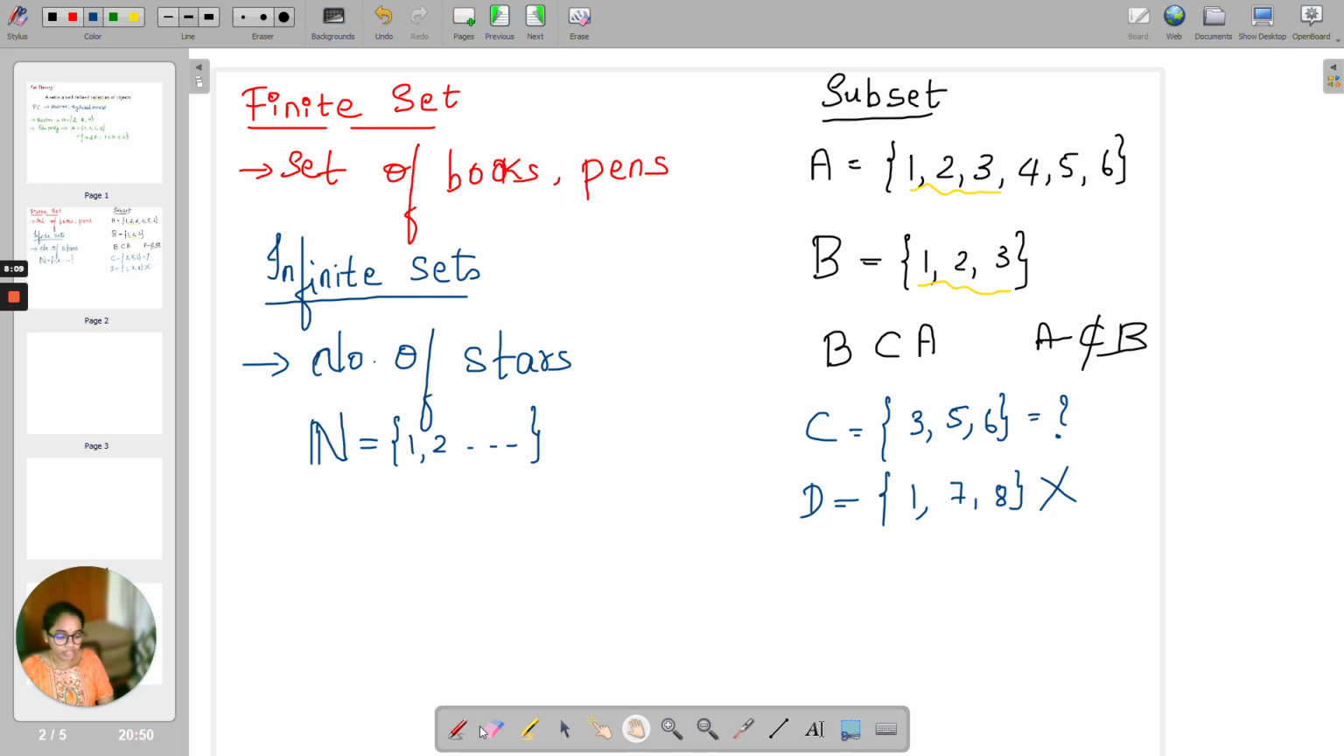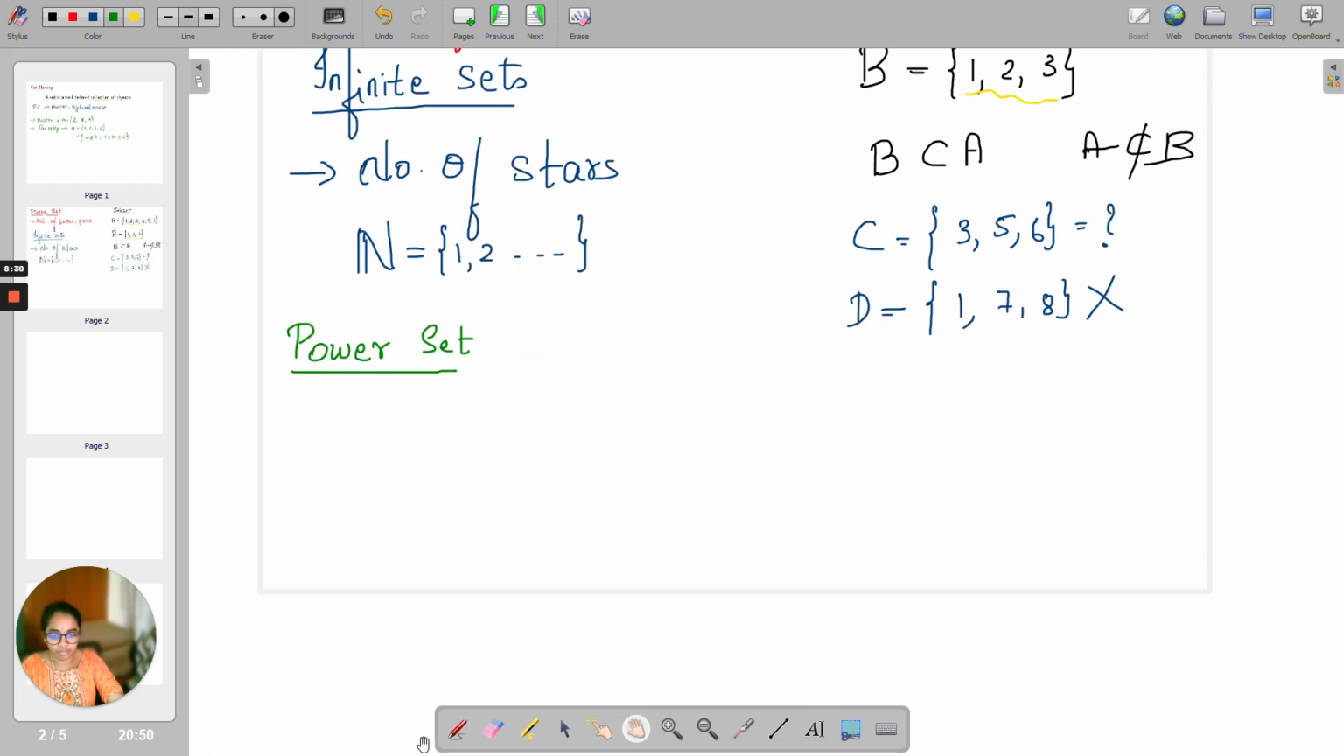Okay. Moving on, let us study something about power sets. What do you mean by a power set? A power set is a set which contains all possible subsets of a given set. Let me take an example for that. Let me take A is equal to {A1, A2}. So what would be the power set?